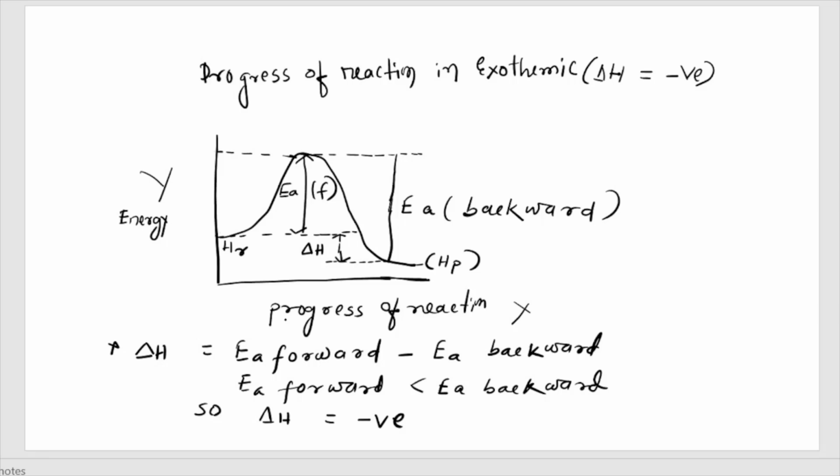And here delta H is negative. Again, see properly why delta H is negative. Because the activation energy of the backward reaction is more than the activation energy of the forward reaction. That is why the value is negative. Negative means energy is released, energy produced. So this is called the progress of the reaction in exothermic.